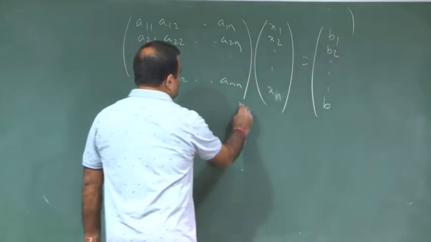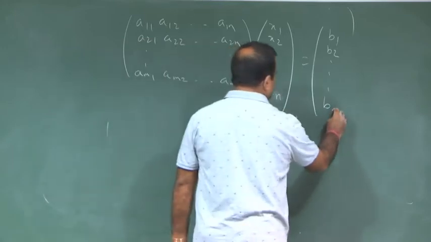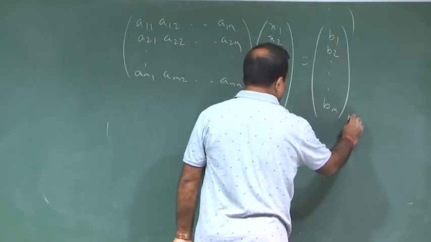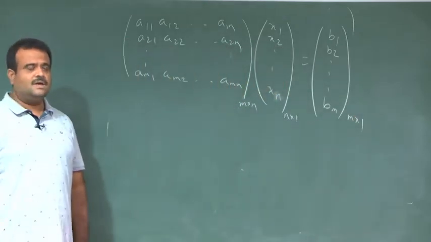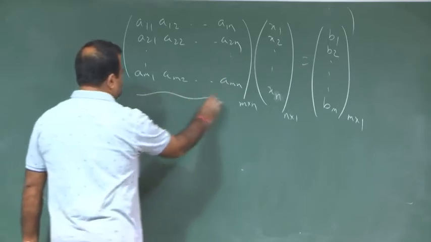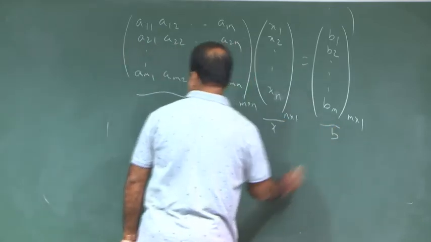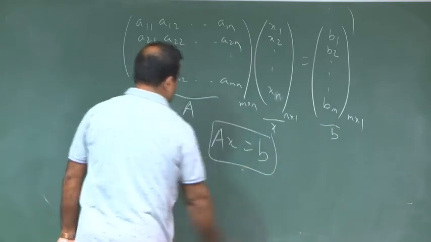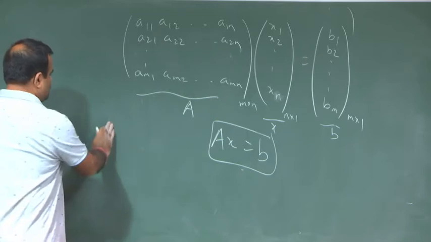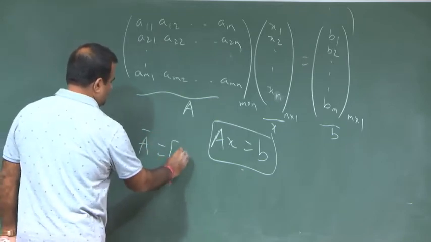So, this is m cross n and this is n cross 1. So, this will be b, m cross 1. This is A, now this is our A matrix, this is x, this is b. So, Ax equal to b of this form. So, now the augmented matrix is [A | b].